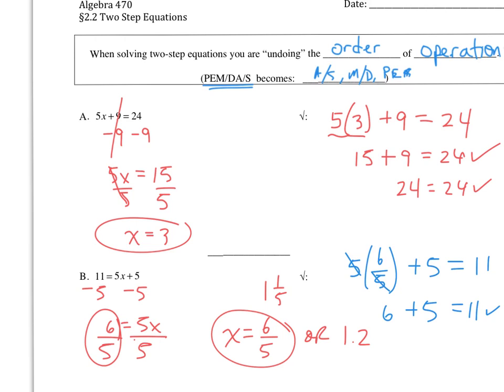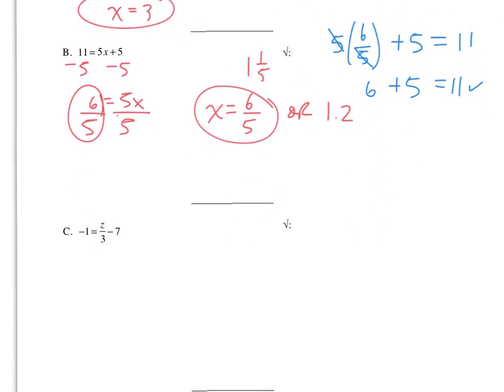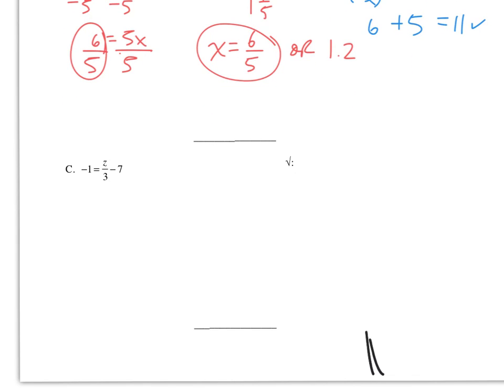How are we doing with that? Good? All right. So we're going to see on C then, one of the ones that you're worried about, it's got a fraction. It's not that big of a deal. You just have to remember that fraction means divide. What's the opposite of divide? Multiply. There you go. See, you can do it. Okay? So, Diana, what should we do first?